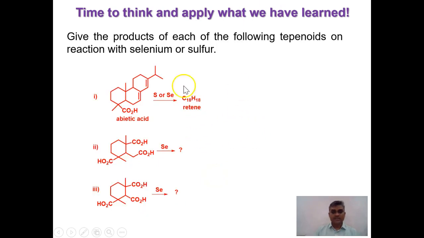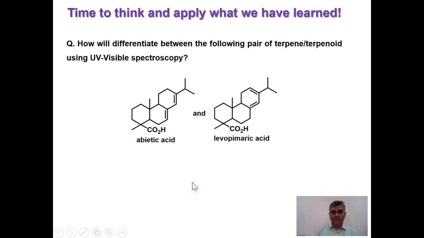Now, selenium dehydrogenation, which is very important here, to predict the product of the following reactions with sulfur or selenium. This is also equally important. And the last and very interesting problem is about how will you differentiate between abietic acid and levopimaric acid on the basis of UV-visible spectroscopy. So here the application of the Woodward-Fieser rule will be very important, and on the basis of that one can calculate whether it's a heteroannular diene or a homoannular diene. On the basis of that one can reach the structure of abietic acid as well as levopimaric acid.